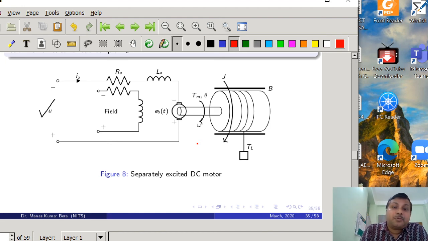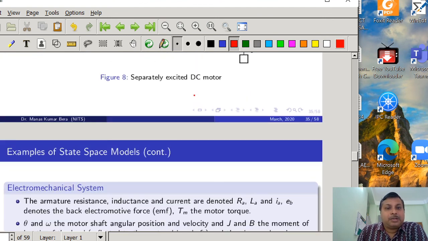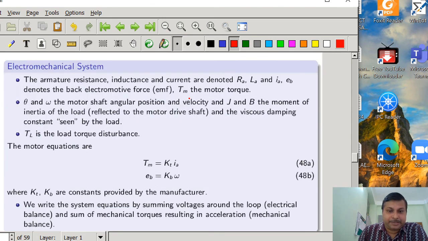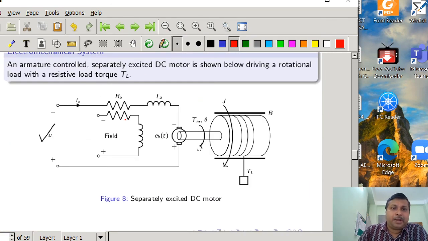Now the question is which variables will qualify as state variables. Even if you are not able to decide by looking at the system, if you write the dynamics of the system using basic laws, from there also you can understand which variables will qualify as state variables. Let us do that. To do that, first we will apply KVL in the electrical loop. Here it is actually armature control, so the field current, whatever is flowing, we will consider as fixed.